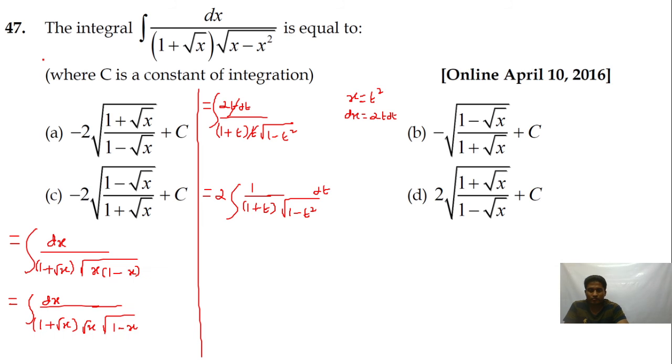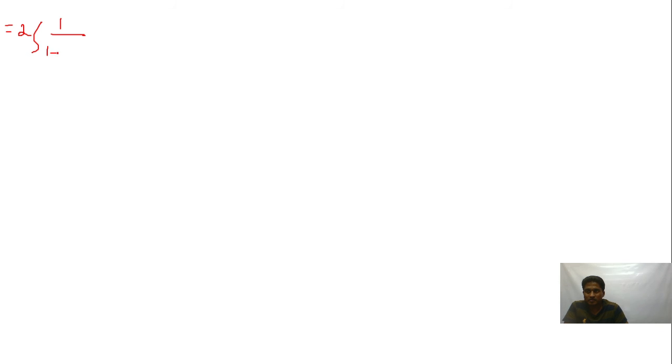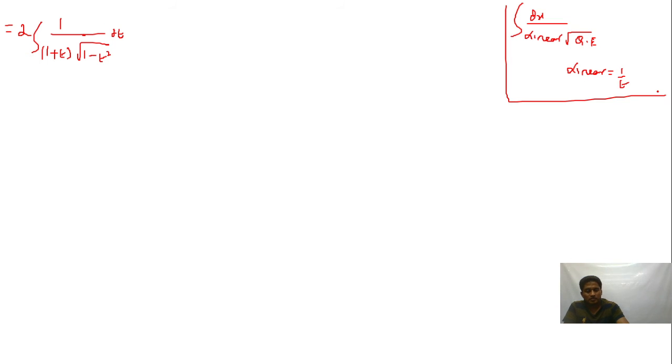So this is equal to 2 times, I actually get 1 divided by linear into root of quadratic. Linear is 1 plus t, into root of quadratic, you get 1 minus t square and then dt. So this is one of the standard forms. When you have linear into root of quadratic, then you should put linear is equal to 1 by t, or 1 by something. So t is already taken, so what I'll do is I'm going to put linear, 1 plus t, equal to 1 by u. If I differentiate, dt is equal to minus 1 by u square into du.